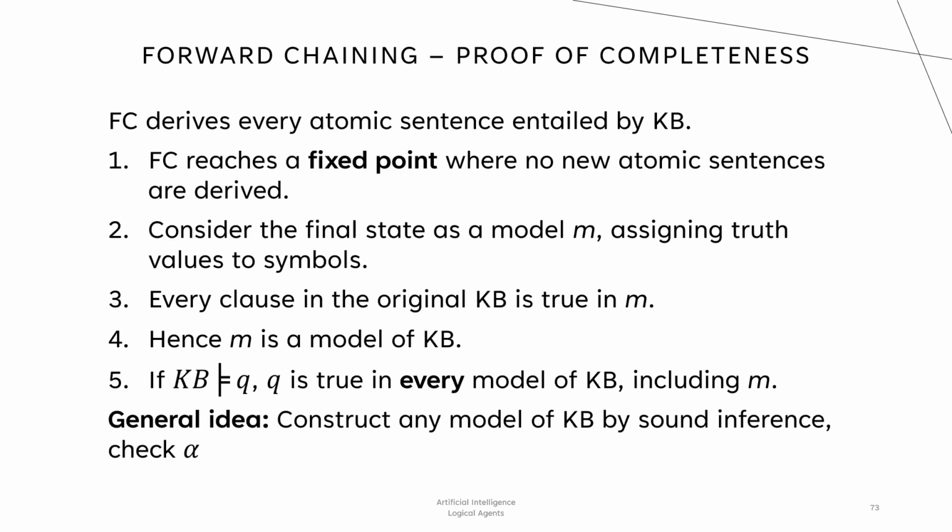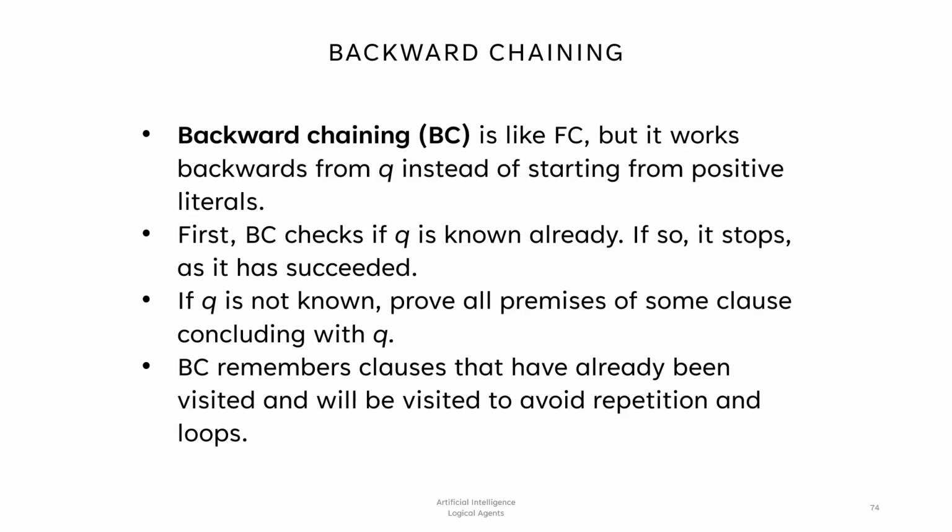Then we have backward chaining, which is like forward chaining, but we're working backwards from some premise that we already want to find, instead of just starting from the true literals and seeing what we can imply. There's a couple different measures here that are done to avoid repetition and loops. The first step of the algorithm is to see if Q is known already, and if so, we stop. But if not, then we have to prove all premises of some clause concluding with Q.